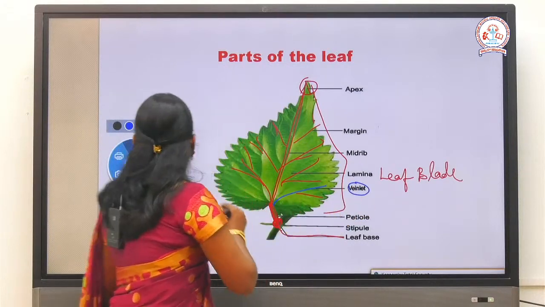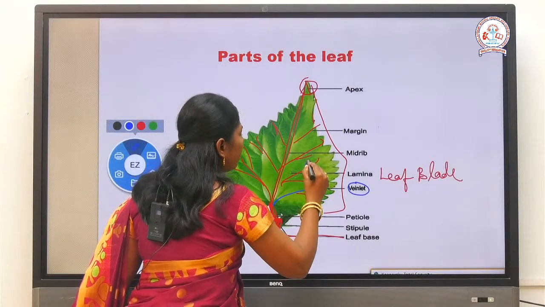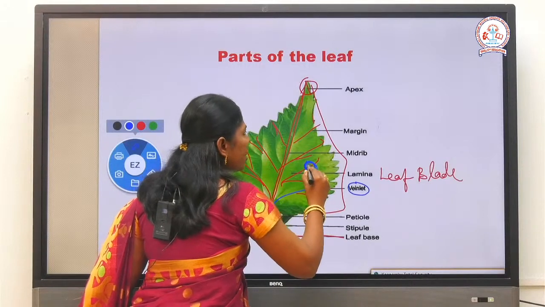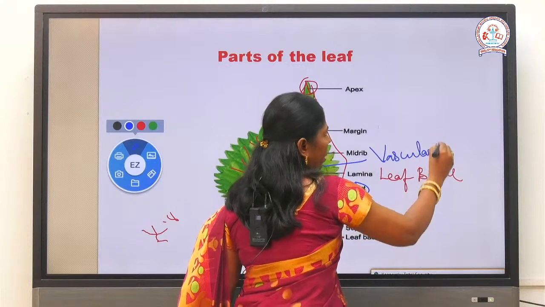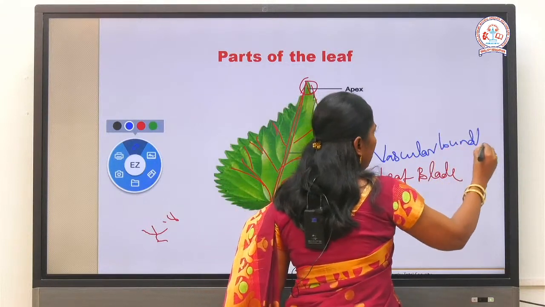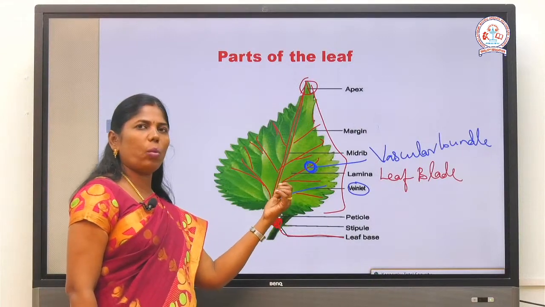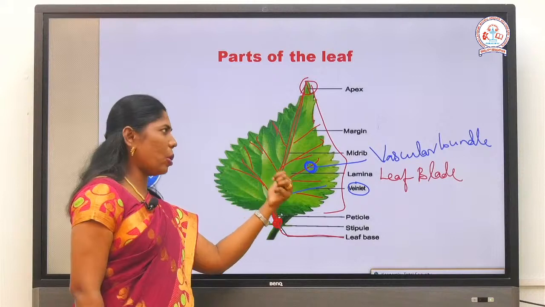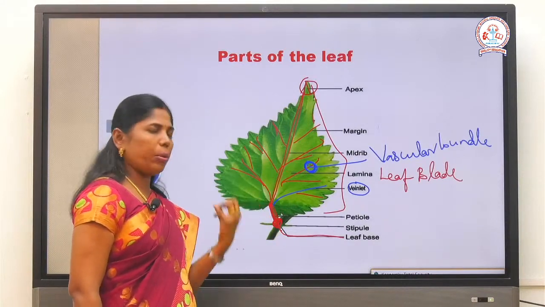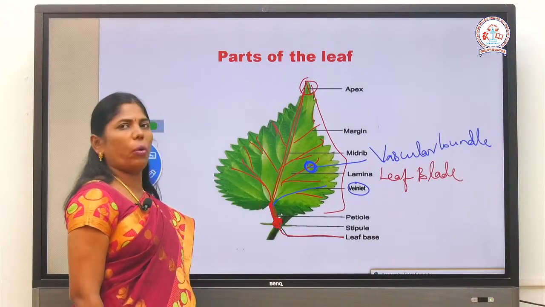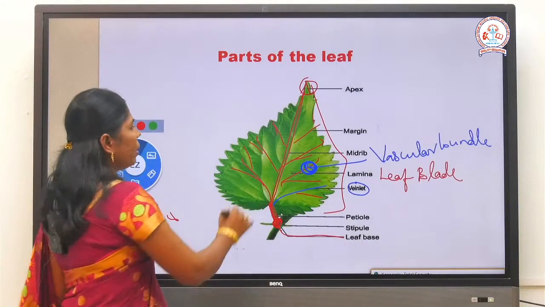In the veinlet we can see the vascular bundles. What is in the vascular bundle? Xylem and phloem. With the help of the vascular bundle they conduct water and minerals; the leaves receive water and minerals from the root, and conduct the food material through the phloem. So vascular tissue is present in the veins. That is an important one-mark question.